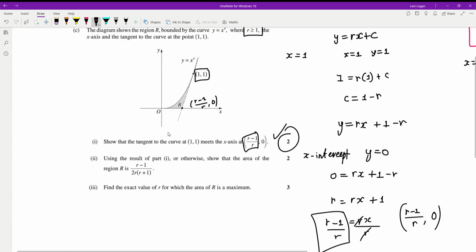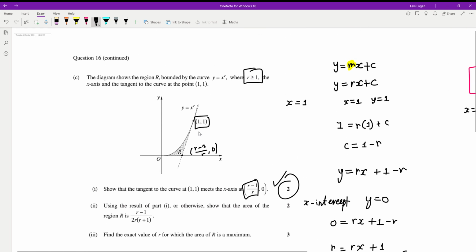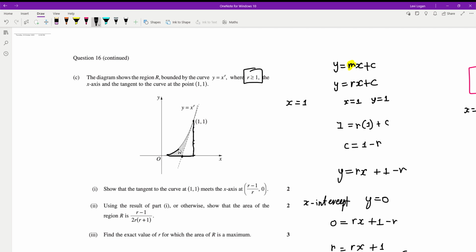Okay. Let's see how much room we have for this second part. That's all we really needed for the first part. Let's rub that out so we still have a clean diagram. Okay, so using the result from part (a) or otherwise, show the area of the region is this. This region R we can express using integrals. So if we want to work out R, the best way to do it is to work out this whole area first under this curve here.